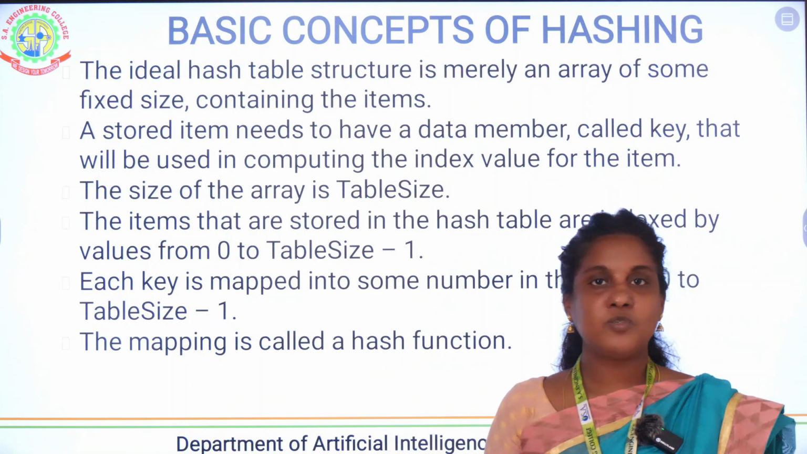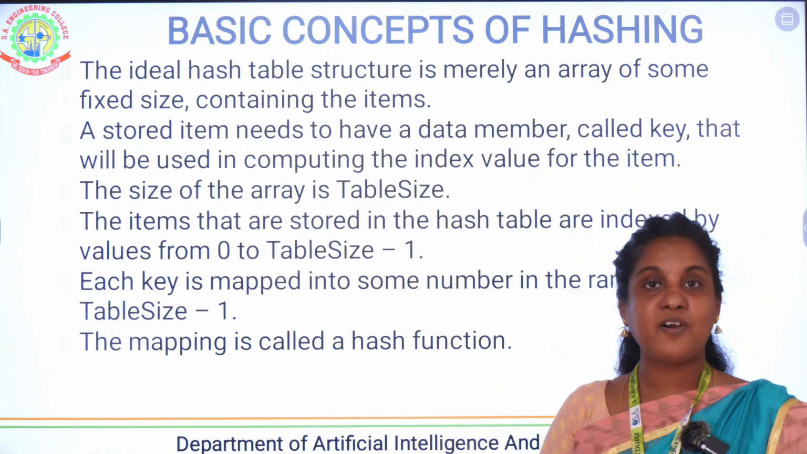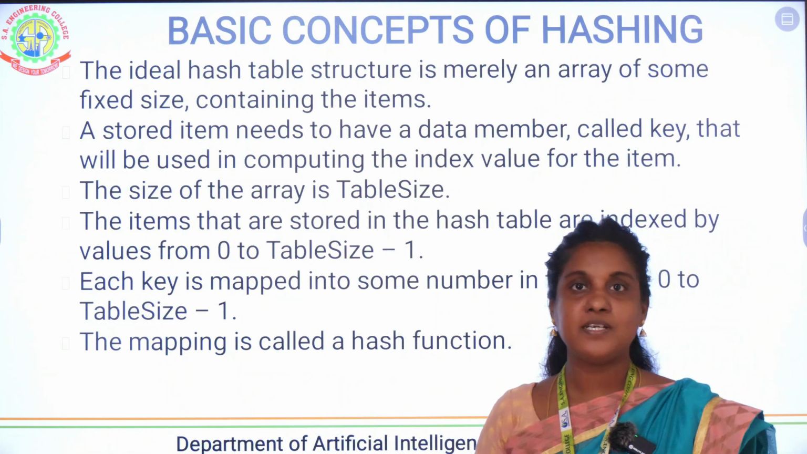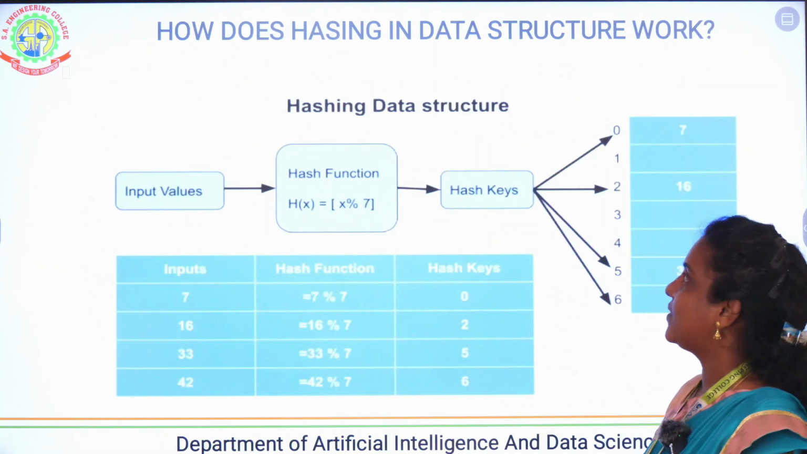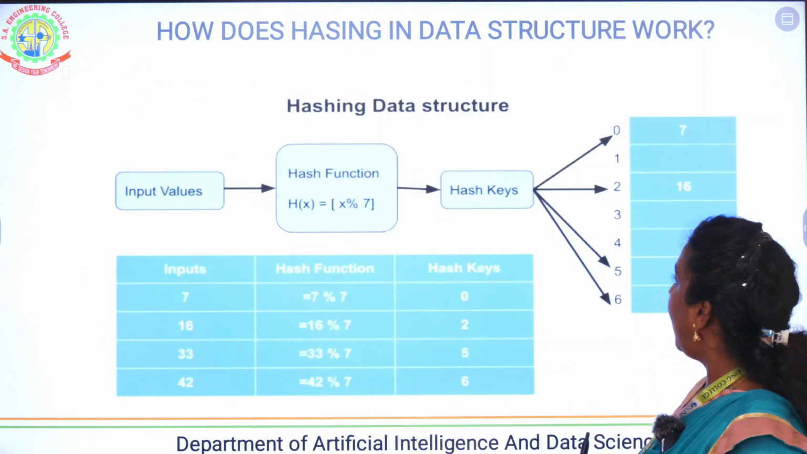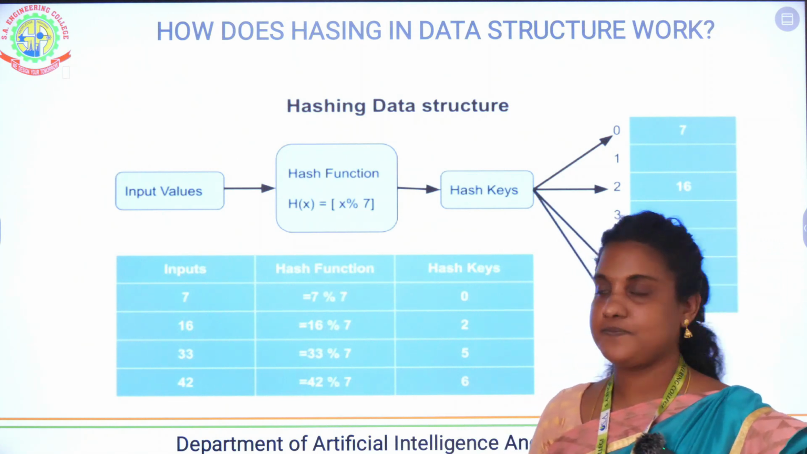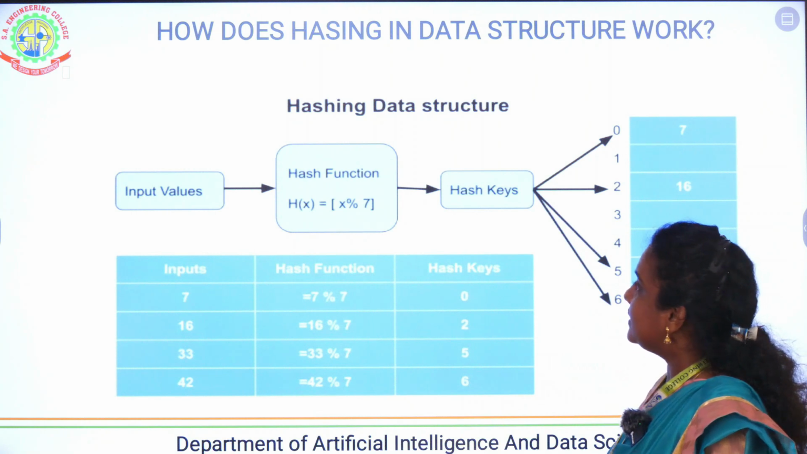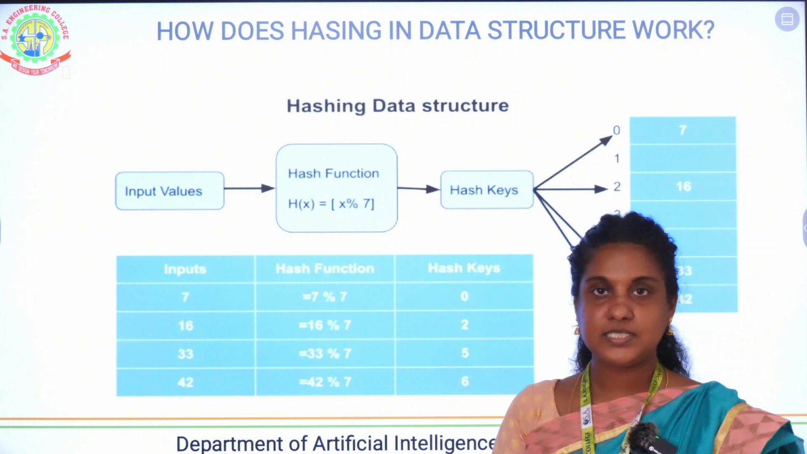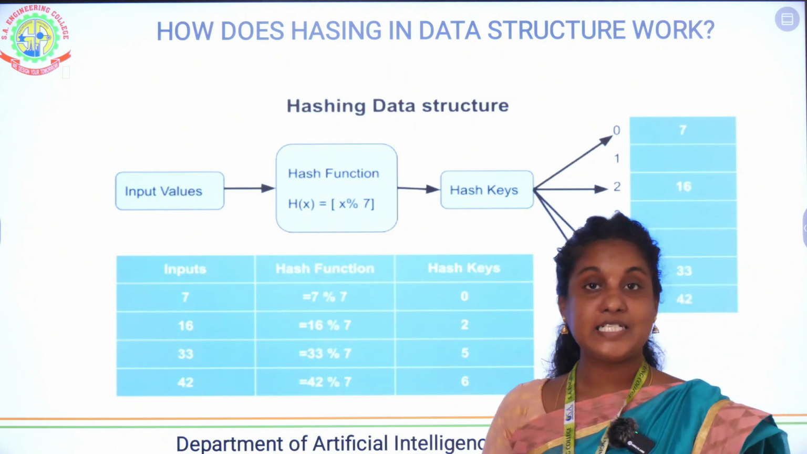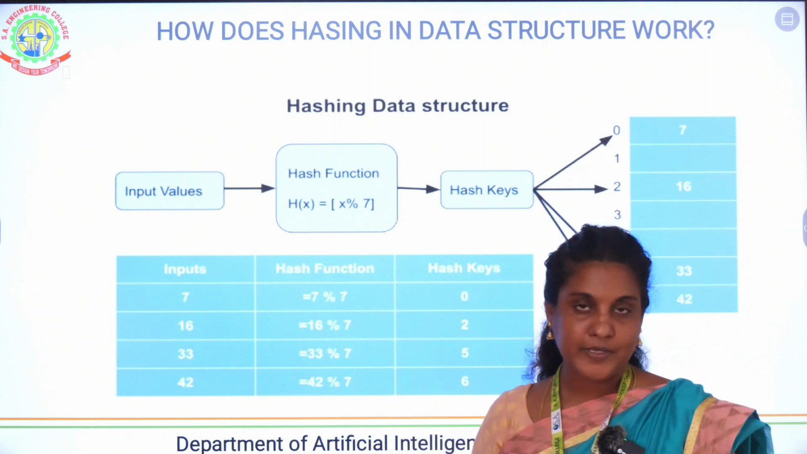Okay, don't worry about whatever we have seen in the concept. I am going to explain this with the help of a diagram and an example. Now you will get a clear picture. Okay, we will see how hashing in a data structure works. This has 3 steps. One is input, another is hash function, another is output value.